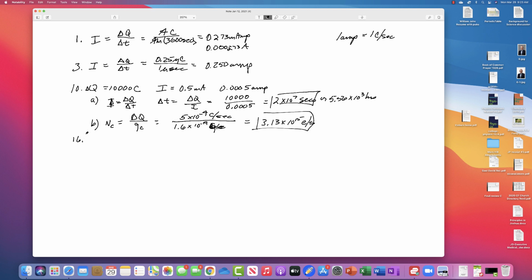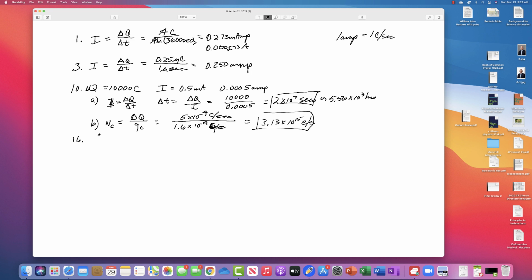Number 16. Number 16 states, a 14-gauge copper wire has a diameter of 1.628 millimeters. What is the magnitude of current flowing when the drift velocity is 1 millimeter per second? Now you have to look at the example that they give here, because that's where they talk about drift electrons. And I will not give you a question about drift electrons on a quiz.